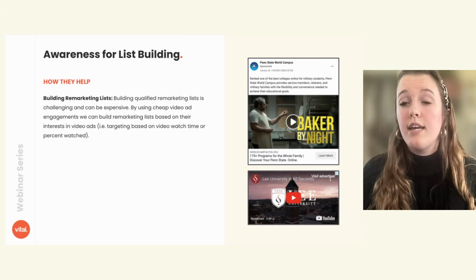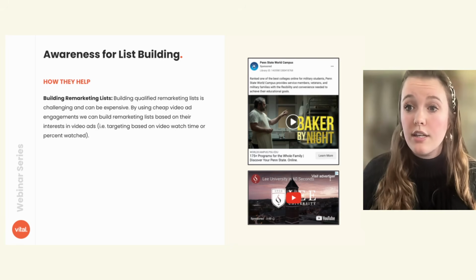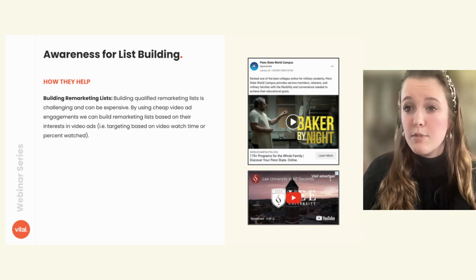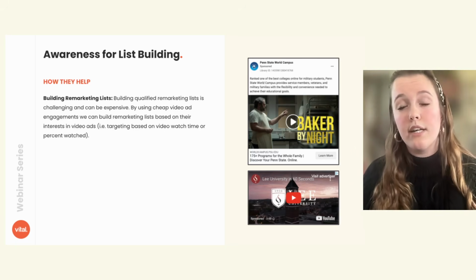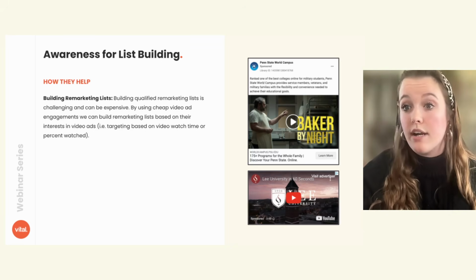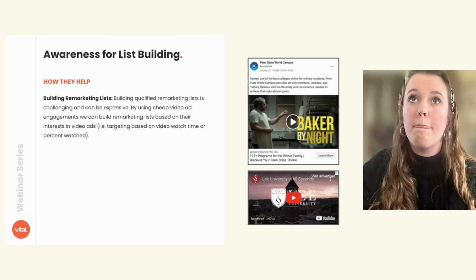So an example here, if you're running video ads, you can then retarget users based on how much of that ad they viewed. This could be in terms of time spent watched, as in a few seconds, or it could be 50, 75%, or 100% of the video, and we can retarget them with different ads down the line.